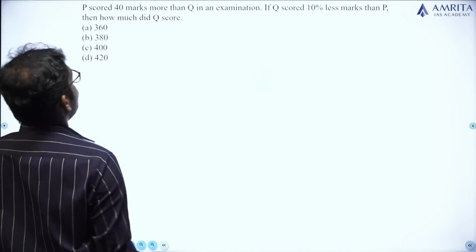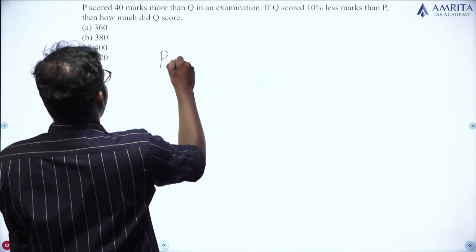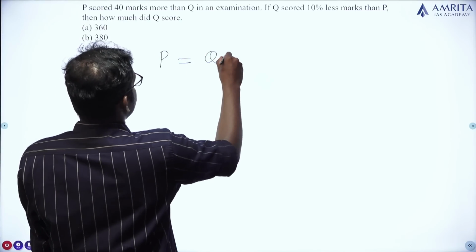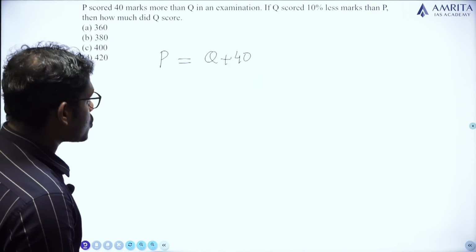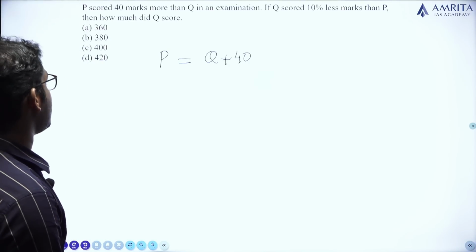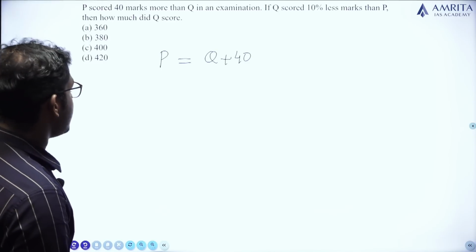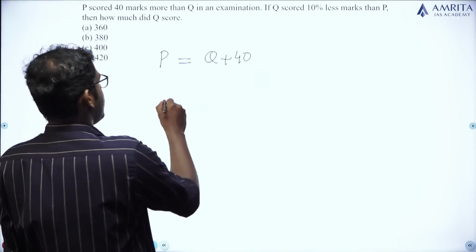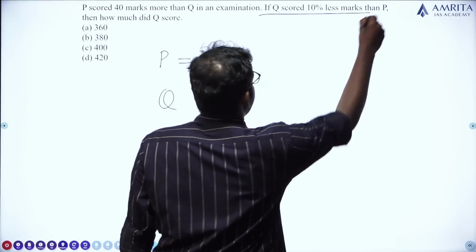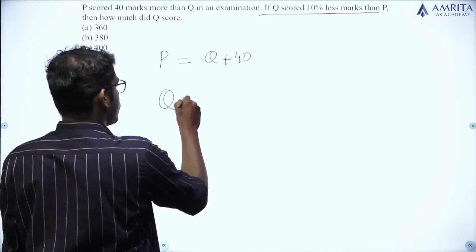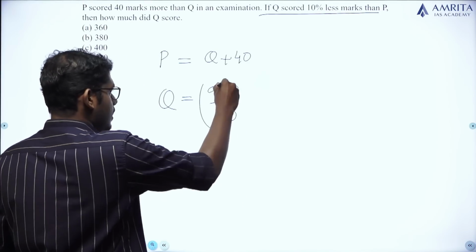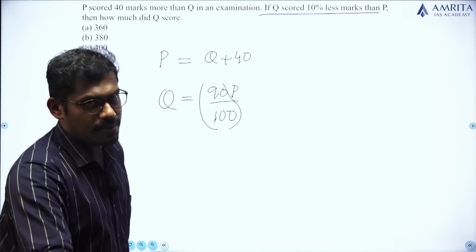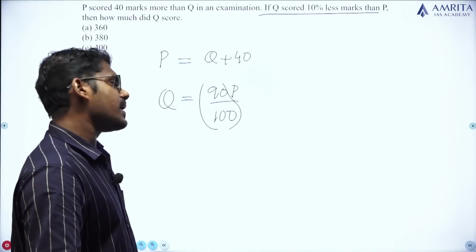P scored 40 marks more than Q in an examination. If Q scored 10% less than P, then how much did Q score? Okay, simple question. Q scored 10% less than mark P. So Q is equal to 90 times P by 100. 10% less means 90%, 90 P by 100.